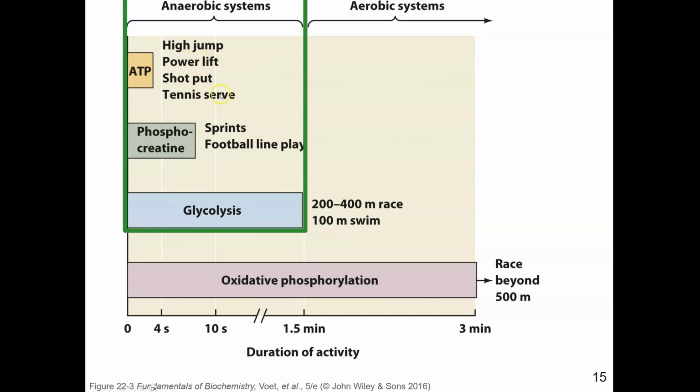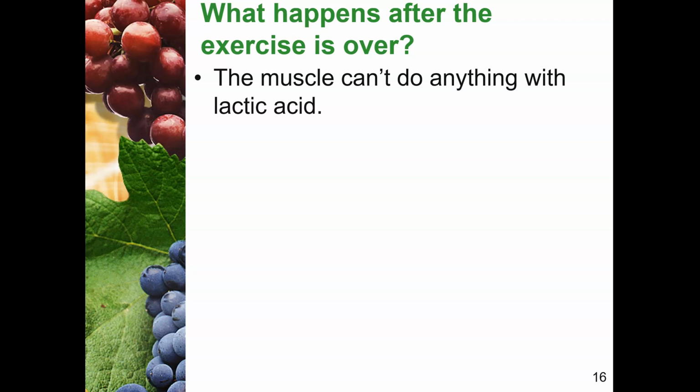So this is what happens if you do some kind of short-term exercise, like high jump, power lift, shot put, tennis serve, sprints, things like that. You can get enough ATP from glucose without oxygen. But you can't do this for long. And the other thing is that once you go in glycolysis from glucose to pyruvate and pyruvate to lactic acid or lactate, then that's a dead end. The muscle can't do anything with it.